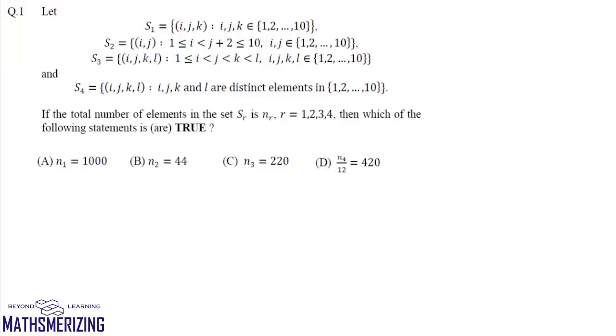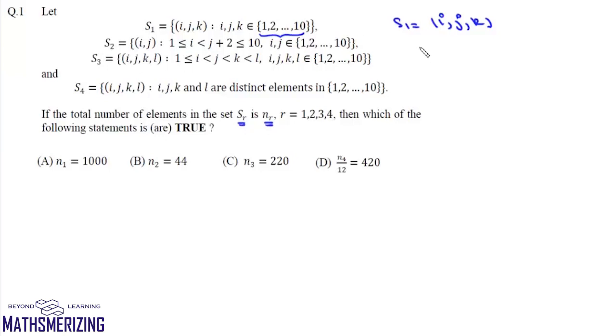Today we'll be discussing JEE Advanced 2021 Mathematics Paper 2, and the first question is, we are given this ordered pair S1 which is (i, j, k), where i, j, k each can take the value from 1 to 10. Now N_r is the total number of elements in the set S_r.